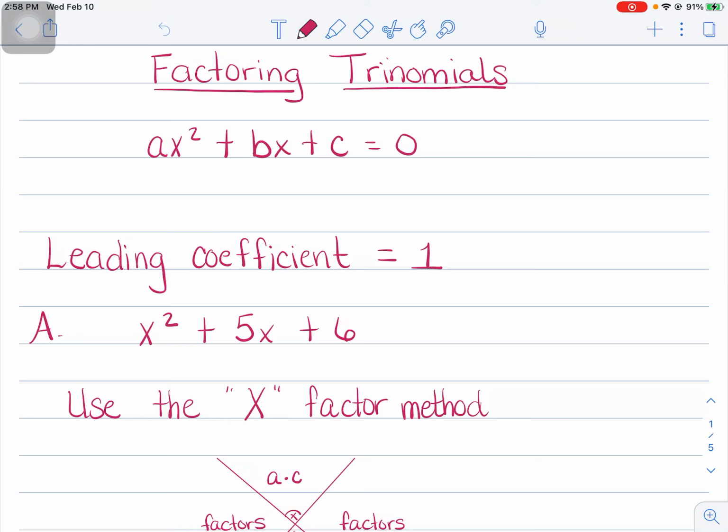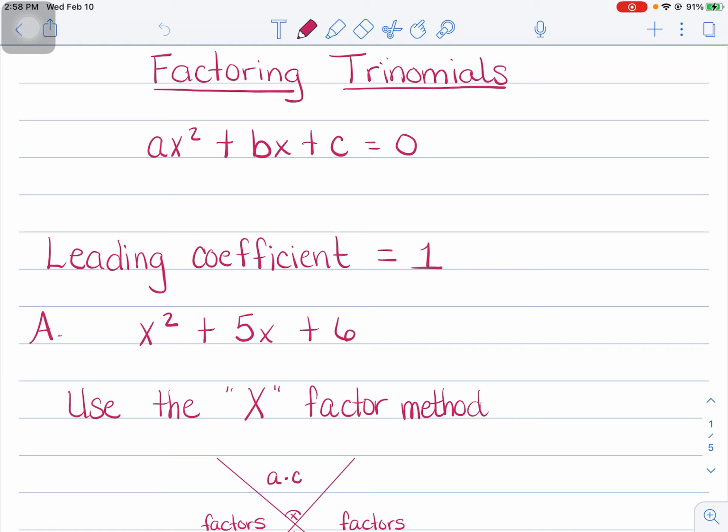We're going to talk about factoring trinomials. So the first thing you've got to remember, trinomials are made up of 3 terms. And I've put the standard form there so we can think about what the coefficients are called when we're using a couple different methods today.